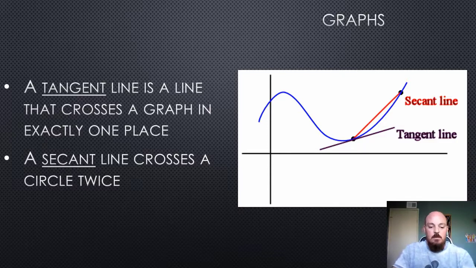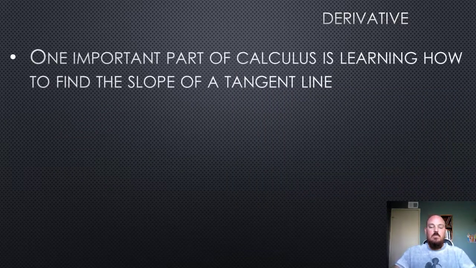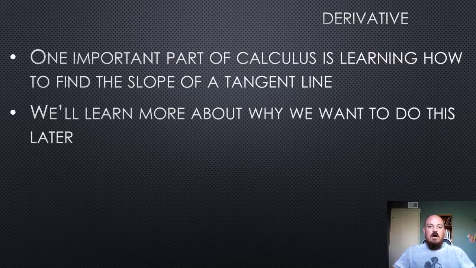But before we do that, let me talk about what the derivative is and why we want to learn it. Our first main goal of calculus is to find the slope of the tangent line. Remember that picture I just showed you, a line that just barely brushes up against a graph. We want to be able to find the slope of that line. I'm going to hold off on the why for now. I want to make sure we know how to do it, and then later in the year I'll explain why the slope of that line is so important.